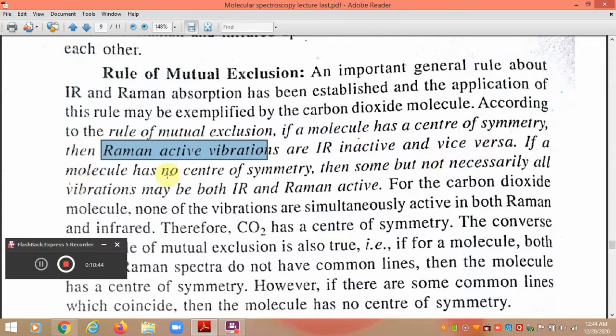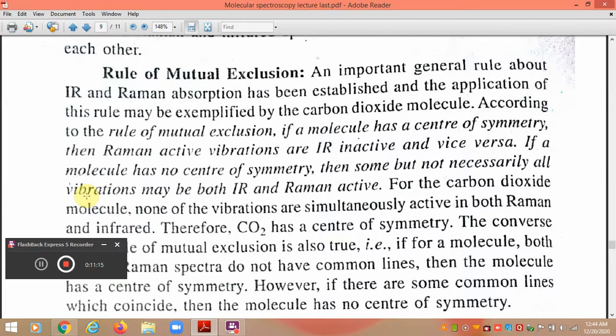And if the molecule has no center of symmetry, then some but not necessarily all vibrations may be both IR and Raman active. It's very important whether the molecule has a center of symmetry or not. In case the molecule has a center of symmetry, then the Raman active vibrations are IR inactive, and vice versa. And if the molecule does not have a center of symmetry, then some, but not necessarily all, vibrations are IR as well as Raman active.